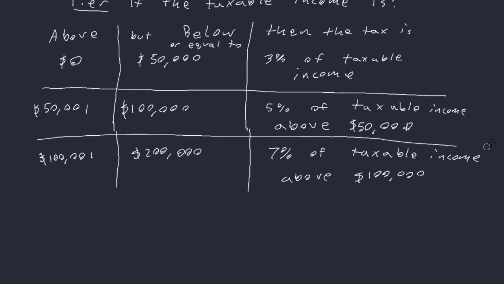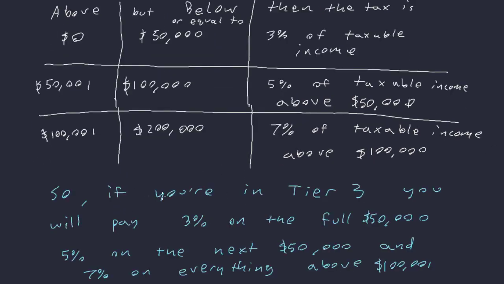Okay, so if you're in tier 3, you'll pay 3% on the full first 50,000. You'll pay the 5% on the next 50,000, from 50,000 up to 100,000. And then you'll pay just the 7% on everything above that. So that's how this tier system works. It's not that once you get to tier 3, you're paying 7% on everything. You pay 3 on the first tier, 5 in the second tier, and then 7 on the third tier, and it just keeps going up from there.